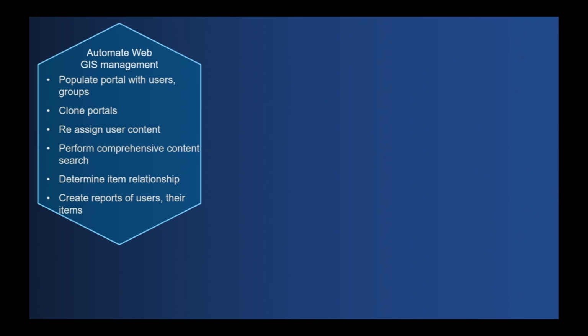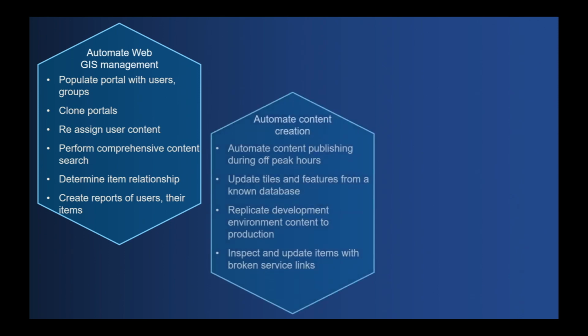You can reassign user content, right? Unfortunately, some people leave our organization. How do you reassign content so our end users don't experience any problems when they're accessing content? You could perform comprehensive content searches. You can inspect broken links and so forth. You can create statistics of users of information. What's the most popular item? What are people using? Who's not using our portal? We can start doing that, right? So really a good landscape of how much traffic, who's not using it, and so forth. That's all within what you can do.